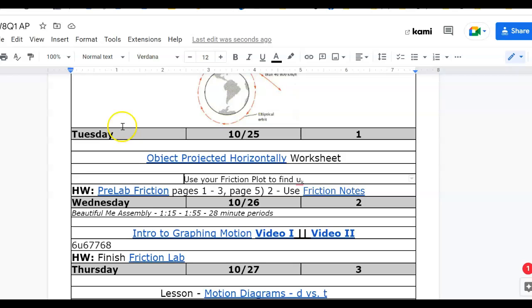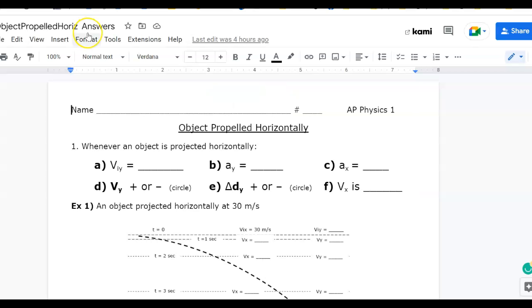So let's get out what we would do in an object projected horizontally. The AP loves an object projected horizontally. I think that's where we were.